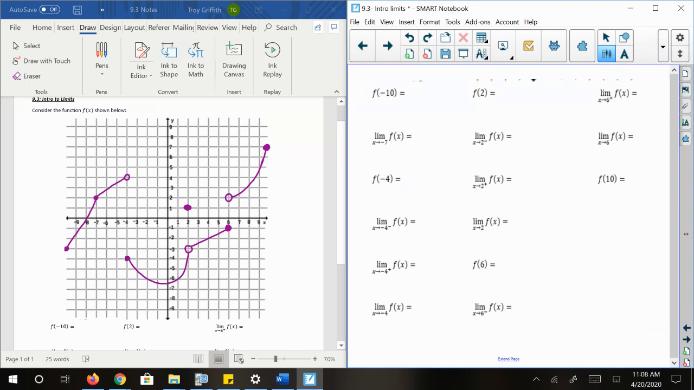So f of negative 10. What does this mean? This means when x is negative 10, what is y? Well, let's come over here. Negative 10 is over here. I see that I have a y value of negative 3.